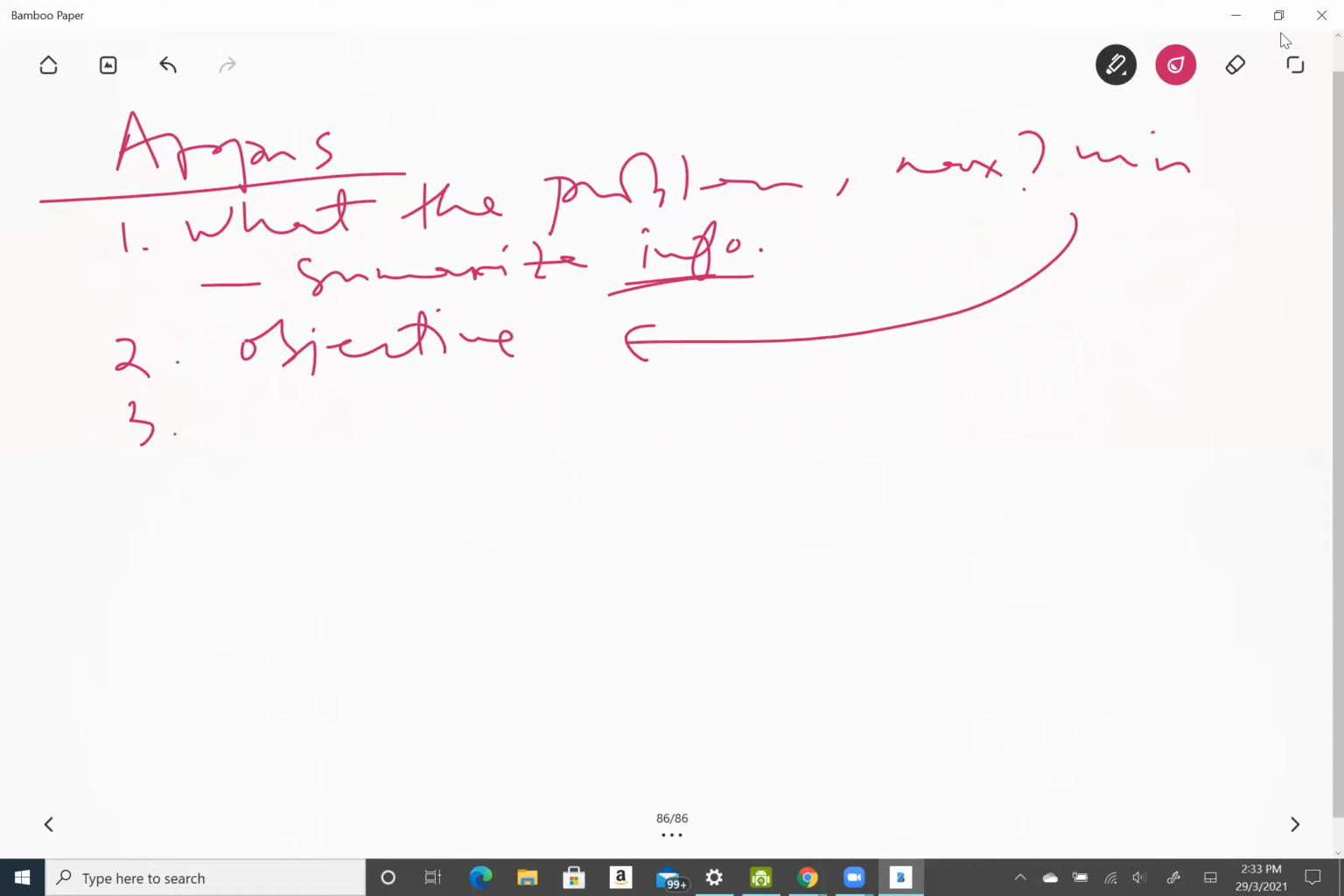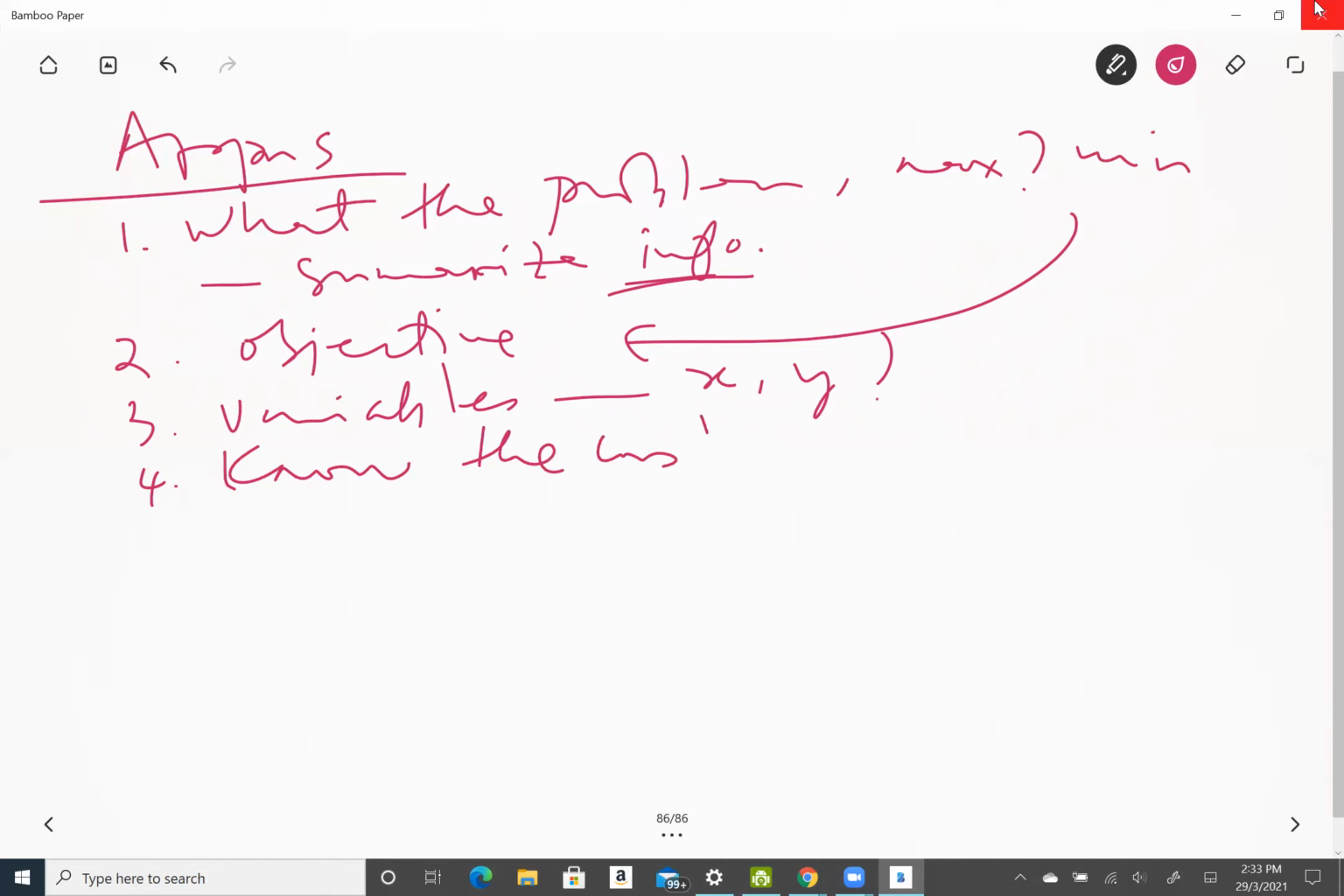Normally, from the objective, you know the variables. So you assign variables x, y. What are they? And from there you know what the constraints are. So number 4, from here you know the constraints, that means the limiting factors. Those will be the limit values. So you know what they are.